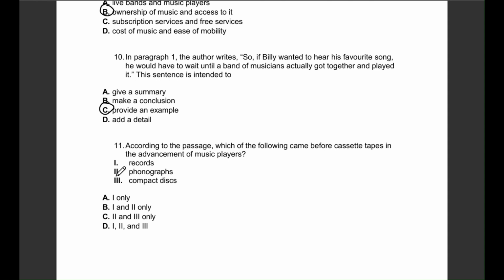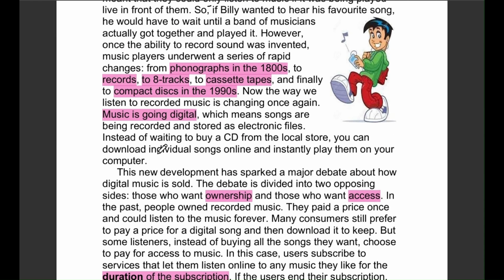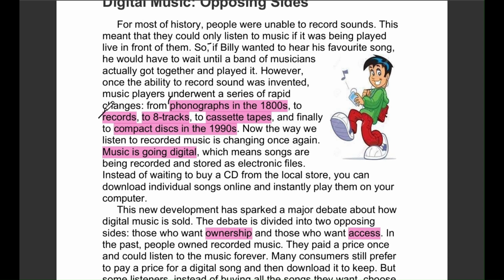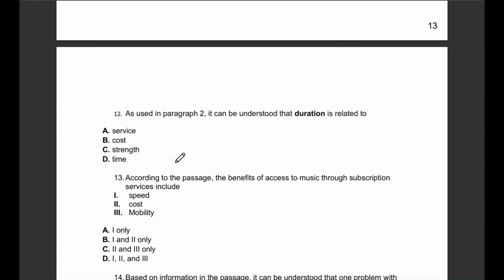I, records. 2, phonographs. 3, compact discs. The options are A, I only, B, I and 2 only, C, 2 and 3 only, D, I, 2 and 3. The correct answer is letter B, I and II only. Both records and phonographs came before cassette tapes. Compact discs actually came after cassette tapes. The passage gives us a timeline with phonographs first, then records, then 8-tracks, cassettes, and finally compact discs.